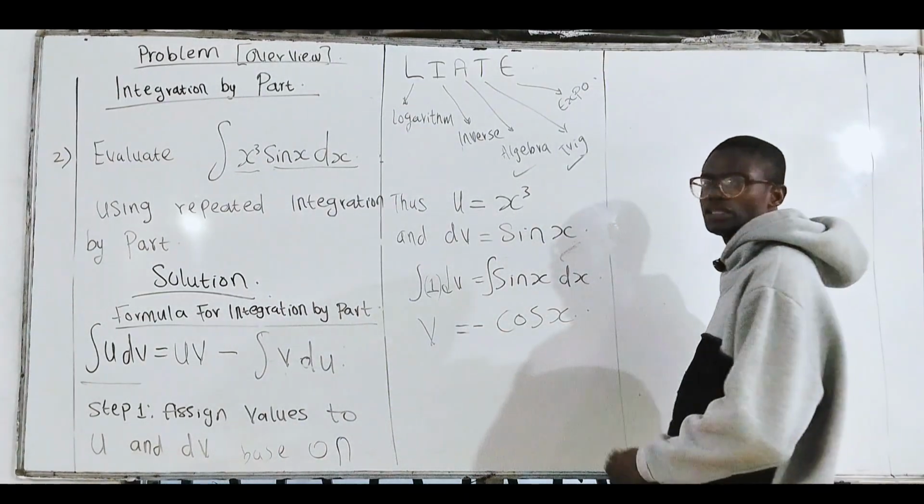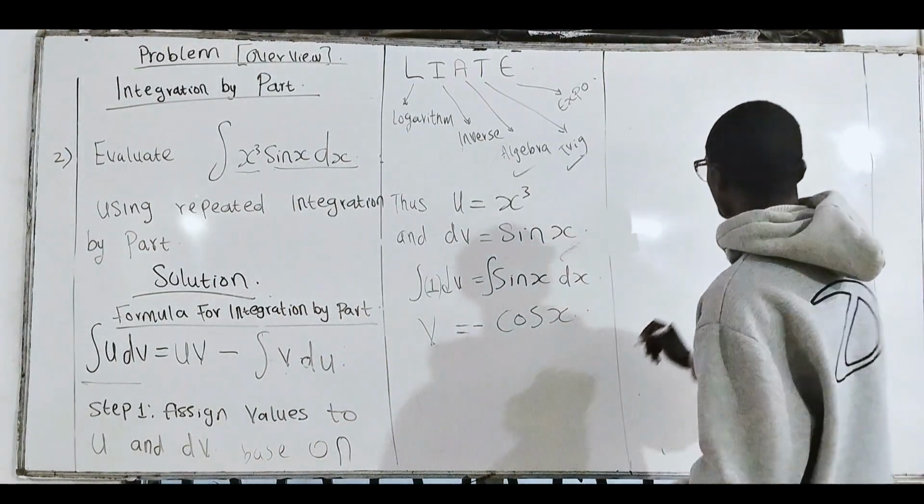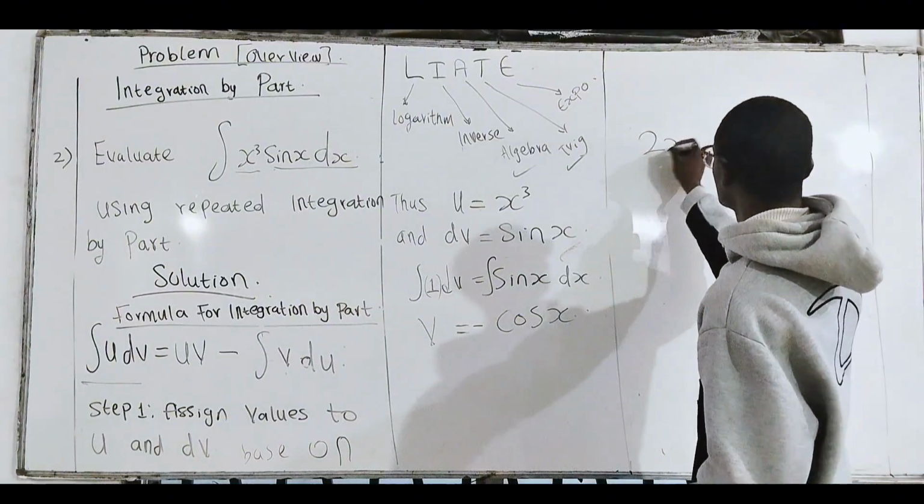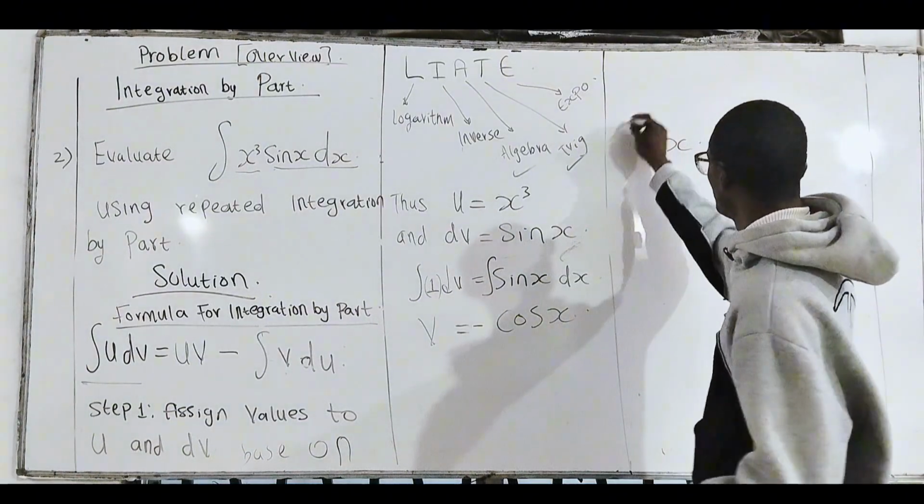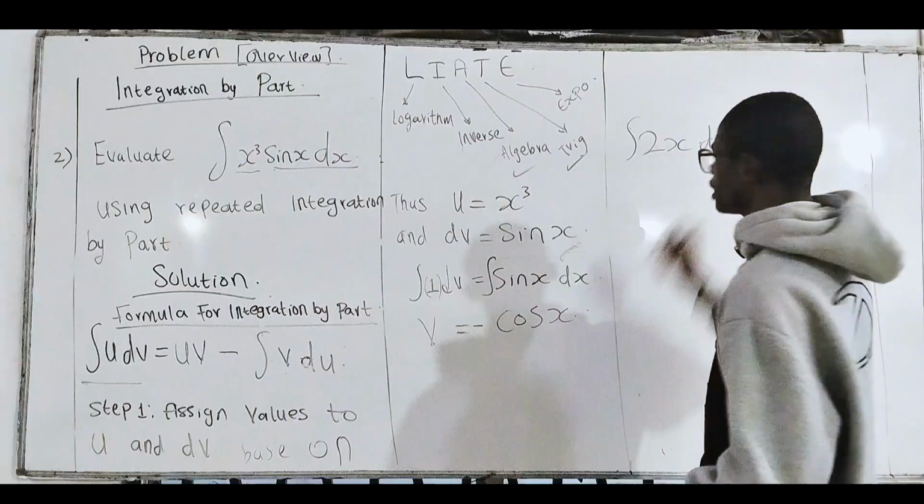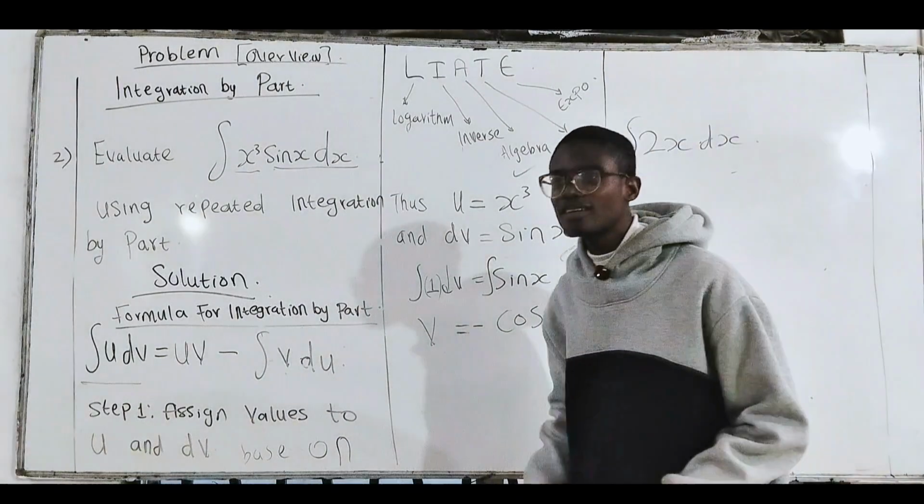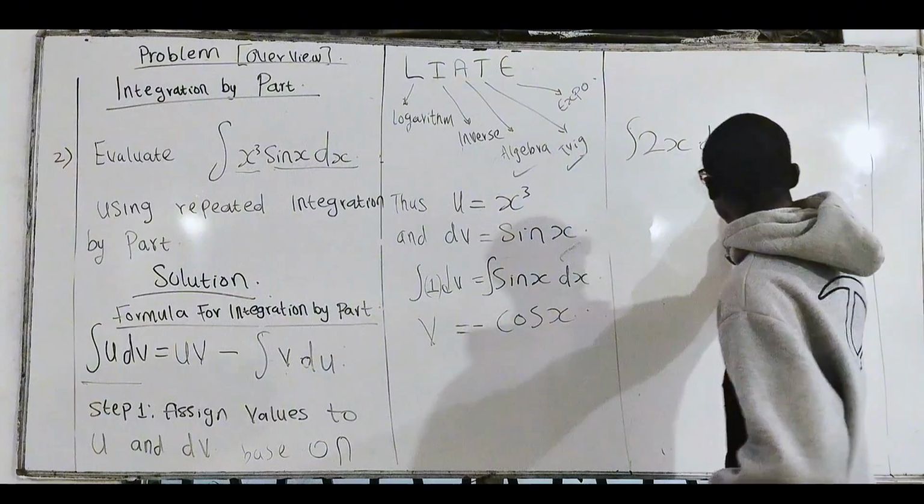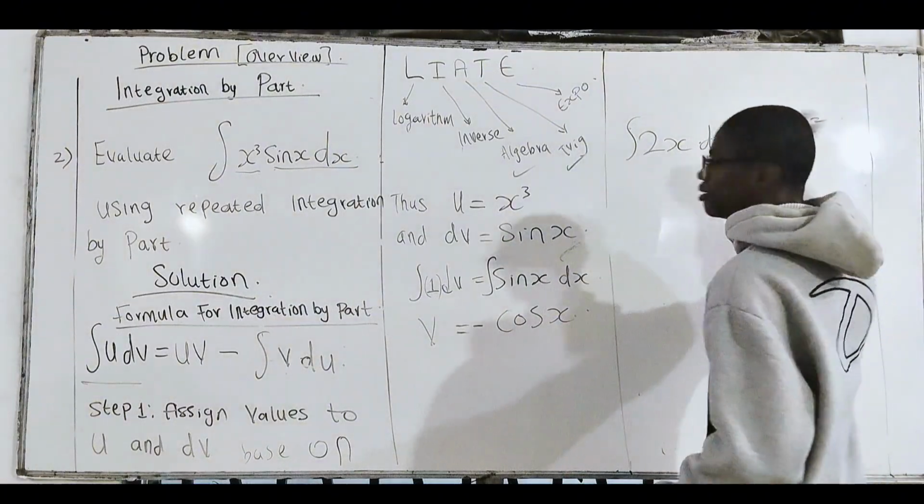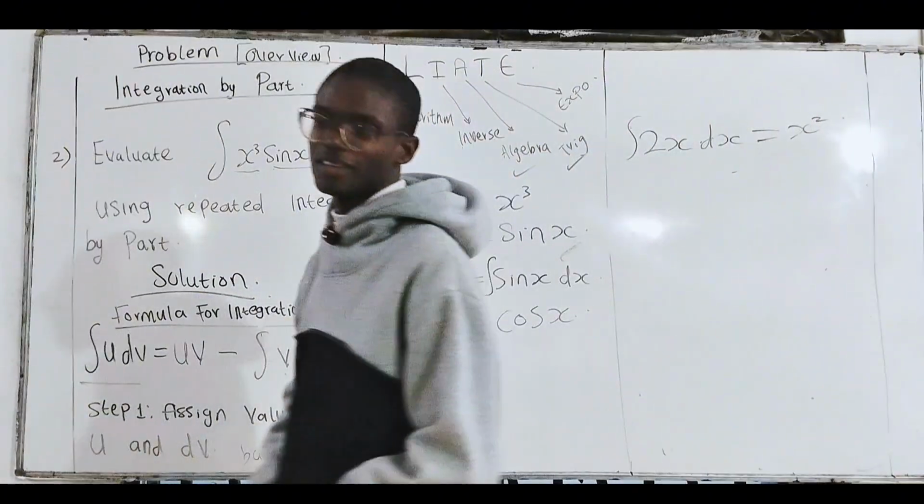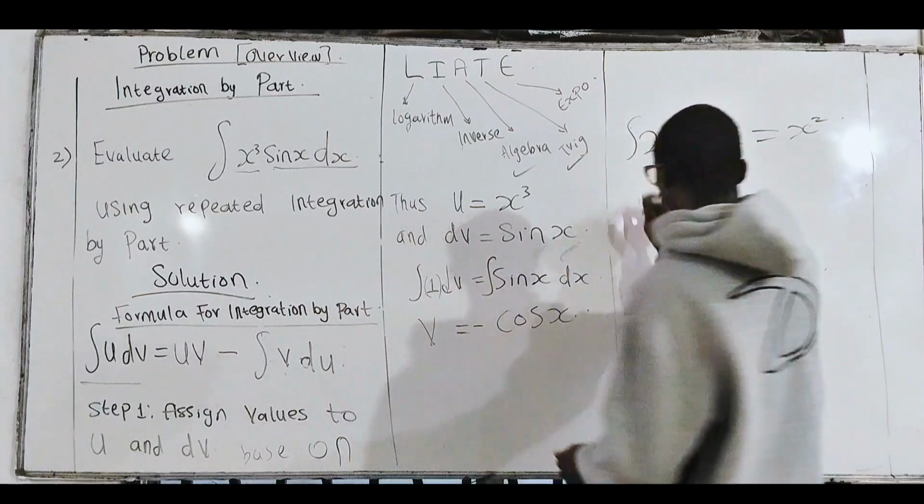Based on that, let me ask you a very simple question now. If we have 2x, and I ask you to integrate 2x with respect to x, what will you get? What will you differentiate to have 2x? X squared. That's the answer. So you can easily do it if you want to follow the process.